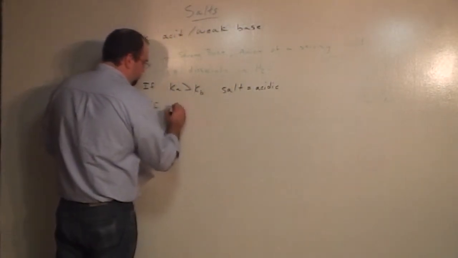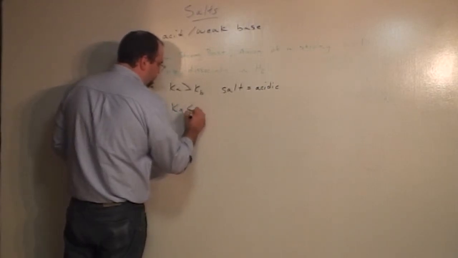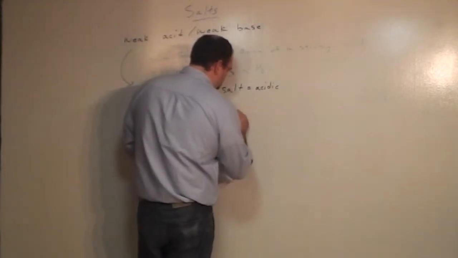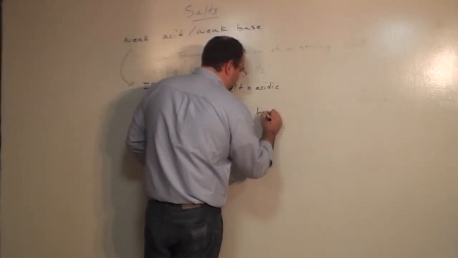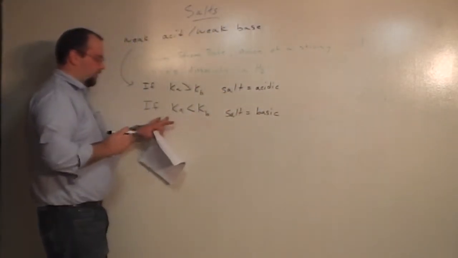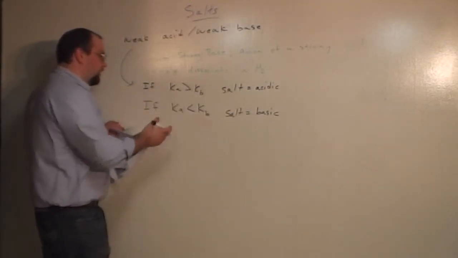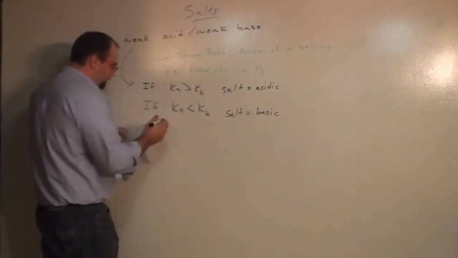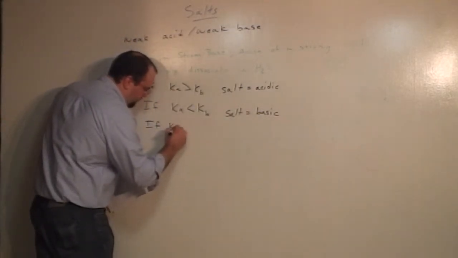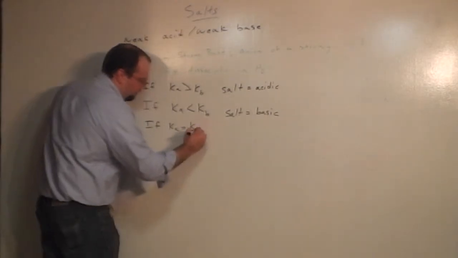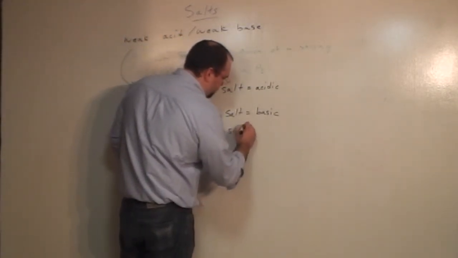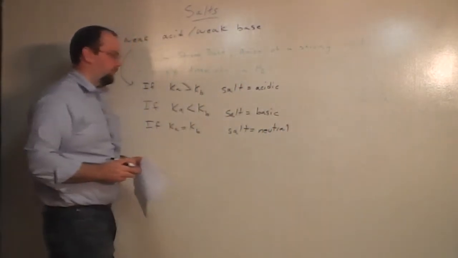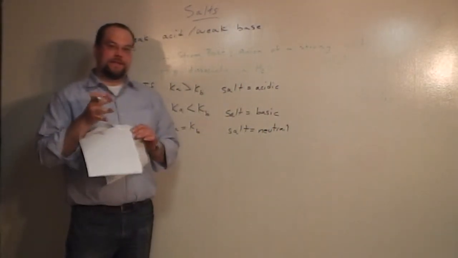All right? If the Ka is less than the Kb, then my salt is basic. Okay, so if it's less, not weaker, less. So if my Ka is greater, it's acidic. If my Kb is greater, it's basic. And then if they're the same, if my Ka equals my Kb, you can probably guess what this is. My salt is neutral. Okay, so that is the pH of salts.